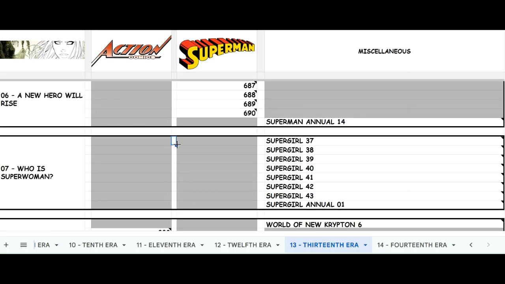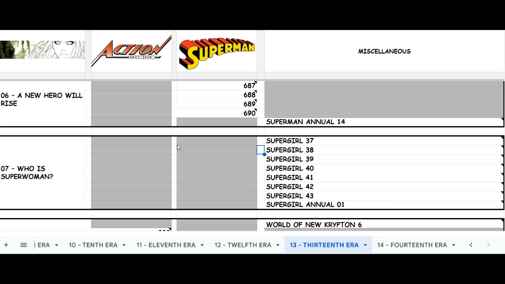And this is still in the Superman line, but now these are the Supergirl issues. So this is Supergirl issues 37 to 43, and then the annual. And so that is Who is Superwoman part 1 through to part 6, which is Supergirl 42. The triangle numbers here are, well, it's going to be a bit difficult because Supergirl 37 actually hasn't got a triangle number on it.